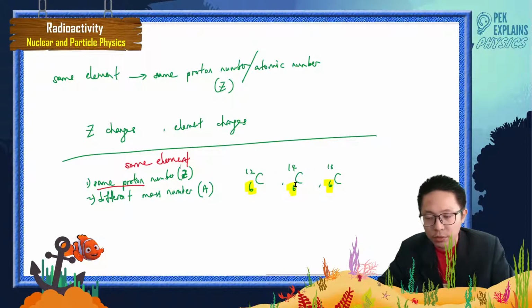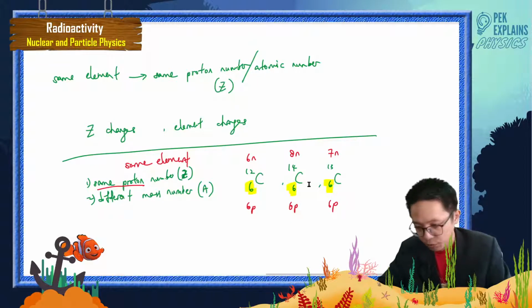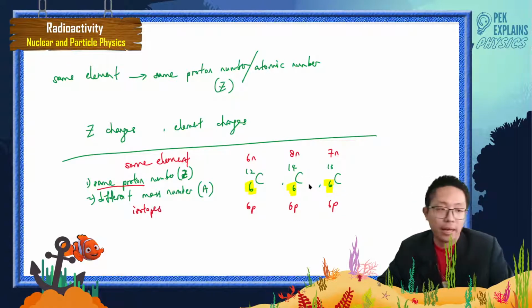This one has how many neutrons? This one has 8 neutrons. This one only has 6 neutrons. This one has 7 neutrons. But the proton is the same: 6 protons, 6 protons, 6 protons. So still the same element. But different mass number means these are isotopes. These are isotopes, but they are still the same element. You understand?